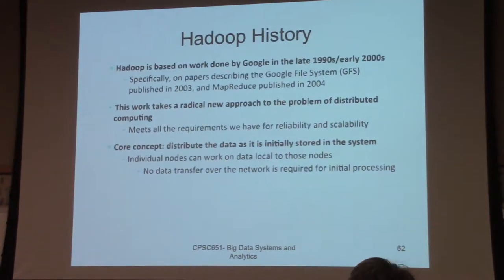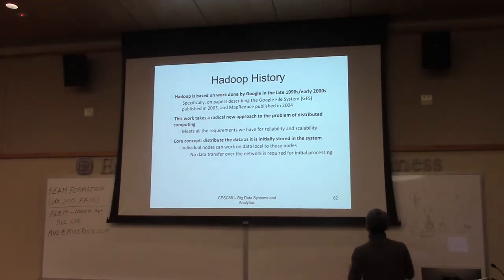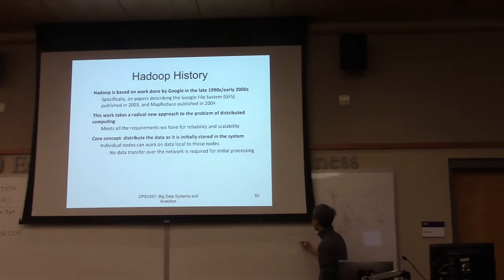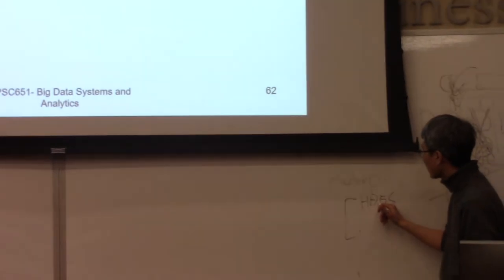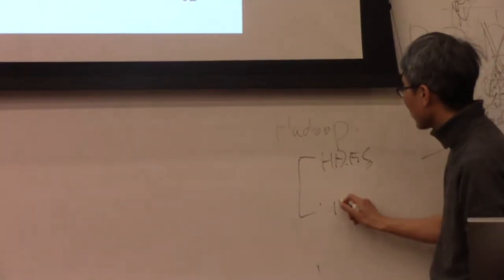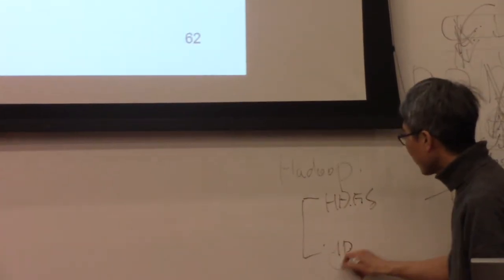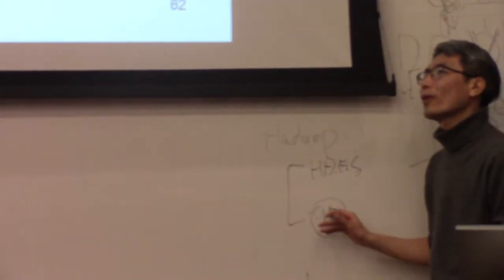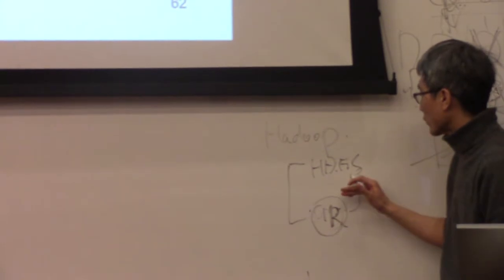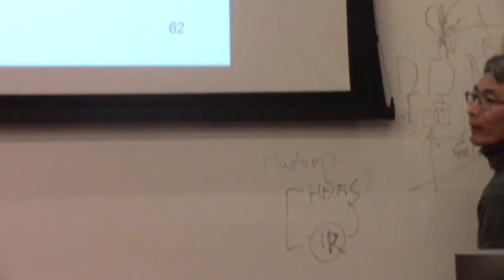Almost the same as Hadoop. So actually, the Hadoop framework has two parts. One is the HDFS, Hadoop Distributed File System. Another one is MapReduce programming. MapReduce is the programming framework used for parallel programs.